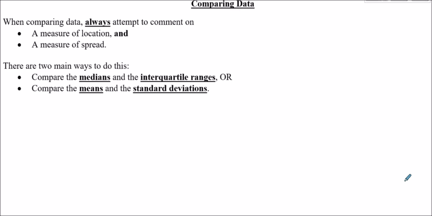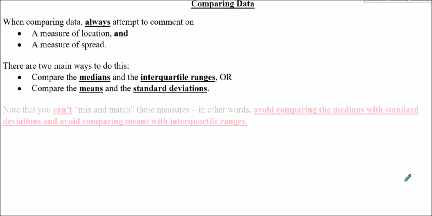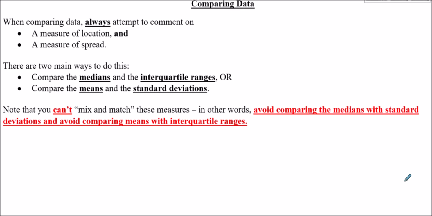And again, like I mentioned before, but it's worth mentioning again, just make a note, you can't mix and match these measures. In other words, you can't compare the medians with the standard deviations, and you can't compare the means with the interquartile ranges. That's just a mishmash of different measures. So keep these as families. Medians and interquartile ranges are one family, means and standard deviations are another family. So keep them separate, stick to one or the other, depending on the context of the question and the data you've been given.